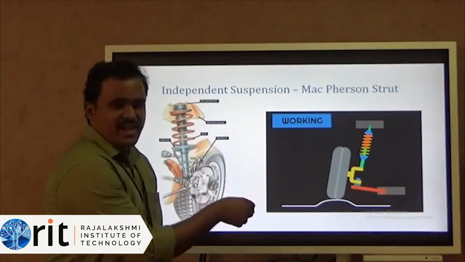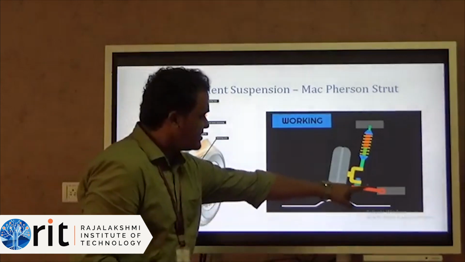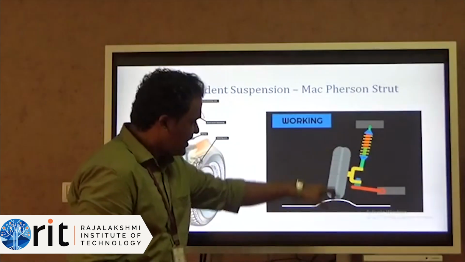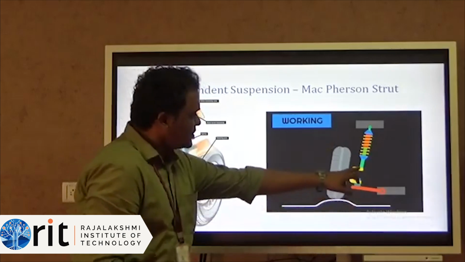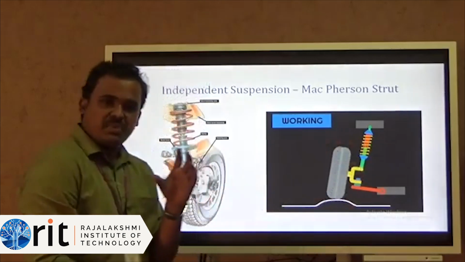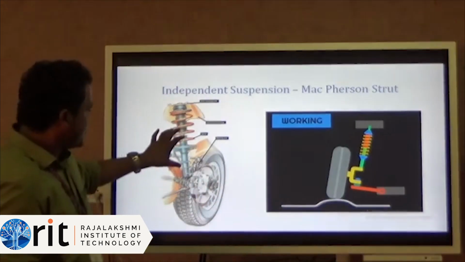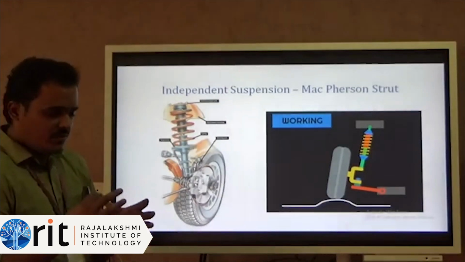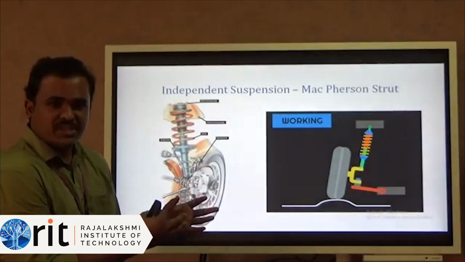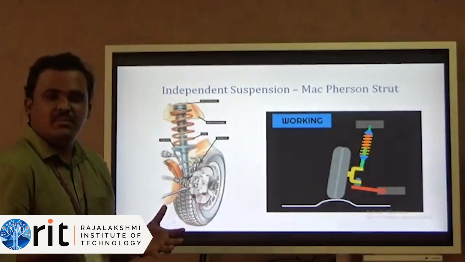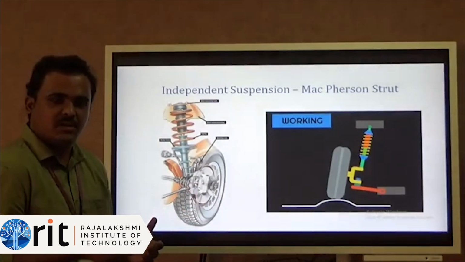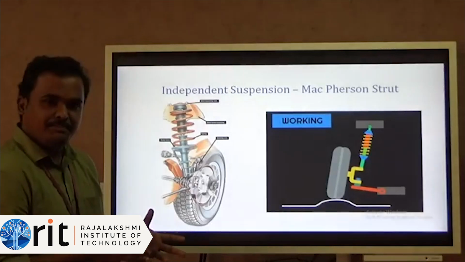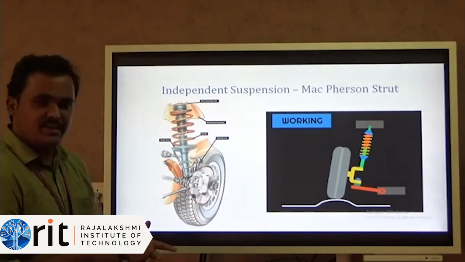This is the working animation diagram. Nothing but this is the strut assembly. When this wheel is going along and bumps, using the spring, initially the spring will compress, and based on that the piston assembly will be compressing. So for each and every wheel this type of arrangement will be there. So we can transfer some pressure or some bumps to the wheel itself, so it will not be felt in the cabin.